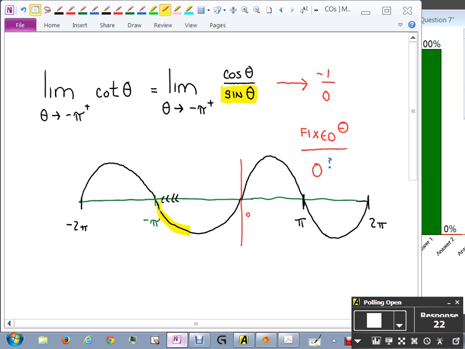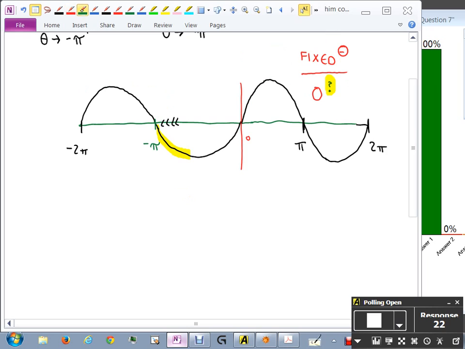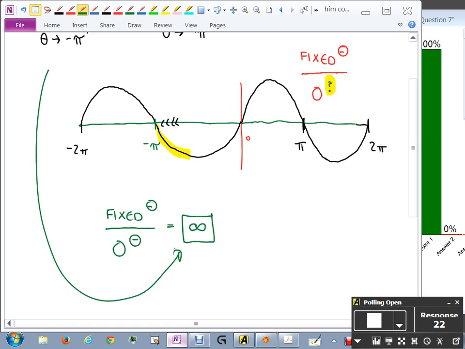You see that? So I can now conclude that this piece up here in the top right is going to be positive. Negative, because we're coming in from the bottom of the sine curve. So my conclusion here is I have a fixed negative on top over something headed towards zero, which was also negative. So my conclusion is positive infinity. That's the answer.